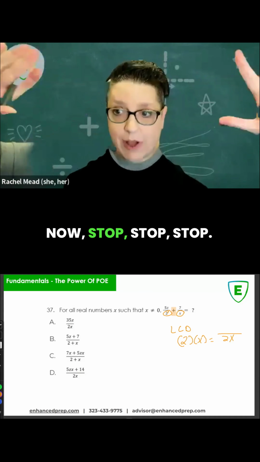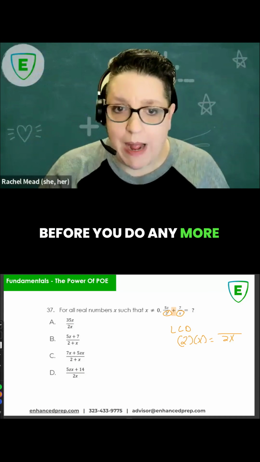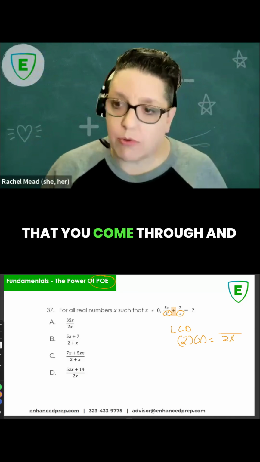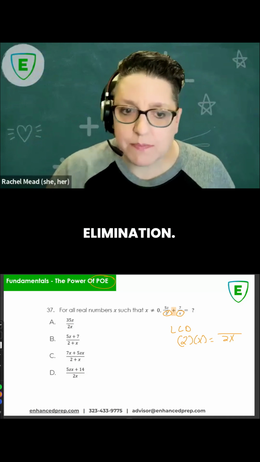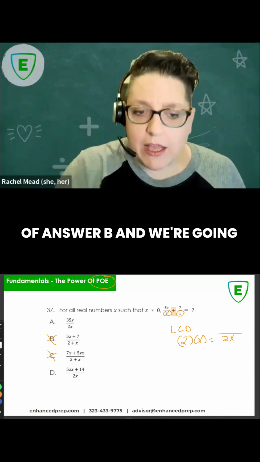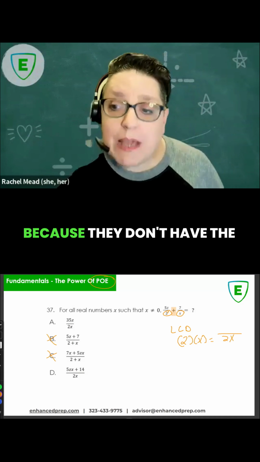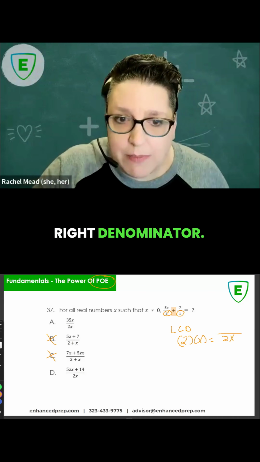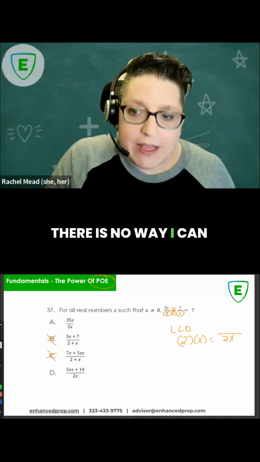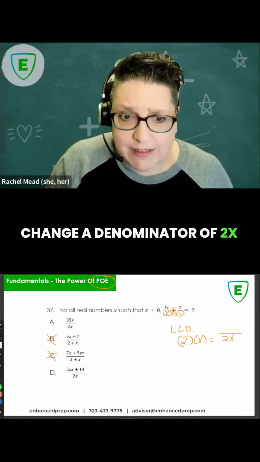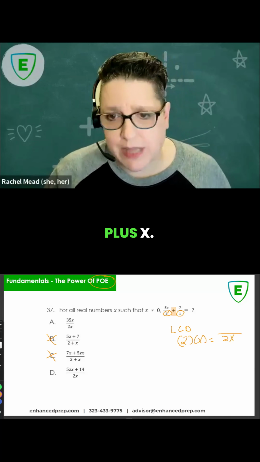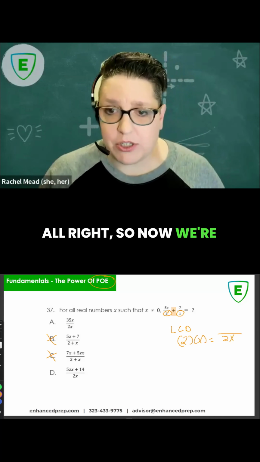Now, stop before you do any more math. It is so important that you come through and work your process of elimination. And we're going to get rid of answer B and we're going to get rid of answer C because they don't have the right denominator. There is no way I can change a denominator of 2x into a denominator that's 2 plus x. All right, so now we're down to 2.